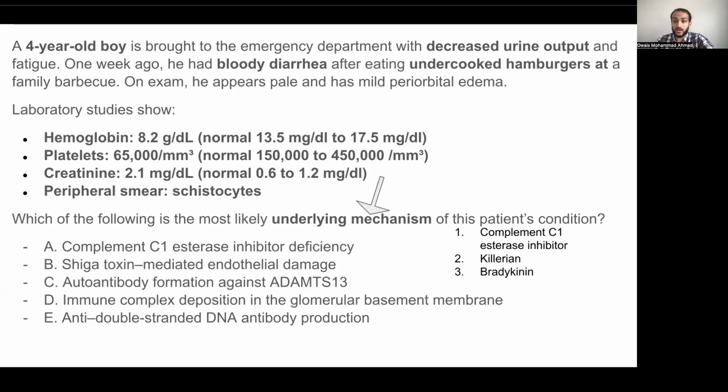So kallikrein would, of course, be quite high over here. And then what happens to our bradykinin? So bradykinin would be quite high. So it's an uncontrolled process. So I just ask him, if your bradykinin is high, what kind of symptoms would you expect to see over here?